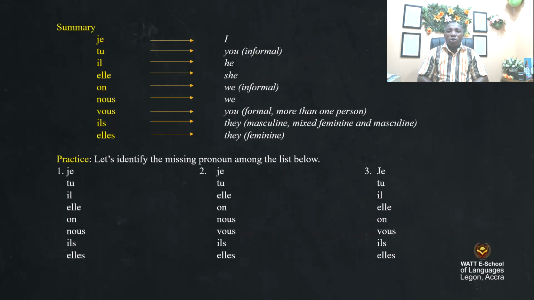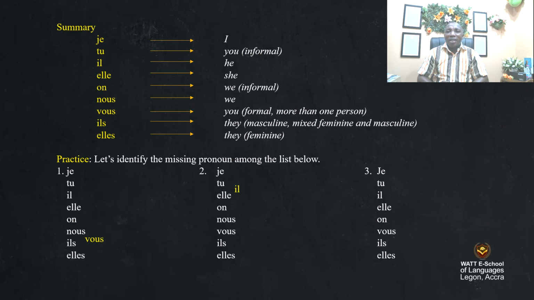In the first one, you have je, tu, il, elle, on, nous, ils, elles. What is the missing subject pronoun here? Can you tell me? It's vous. After nous, you have vous. Great. Now let's go to the second list. Je, tu, il, elle, on, nous, vous, ils, elles. What is the missing subject pronoun? Il, singular.